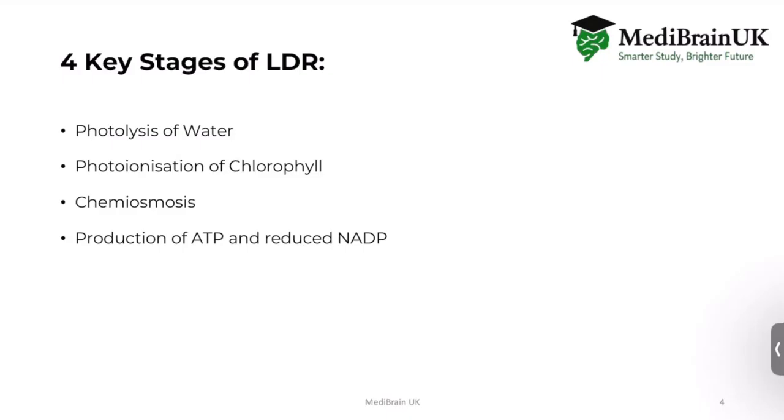Okay, so those are the four key stages of the light-dependent reaction: the photolysis of water, photoionization of chlorophyll, chemiosmosis, and the production of ATP and reduced NADP. Now, let's talk about the photolysis of water. This is basically the knowledge that you need to be aware of when it comes to the photolysis of water, and we'll go through this point by point.